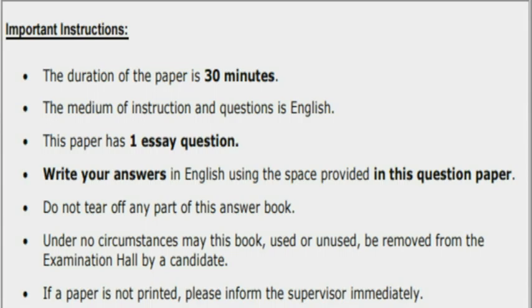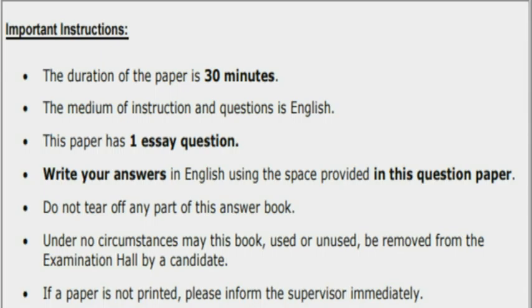The medium of instruction and questions is English, of course. This is more or less the English paper, the communication skills. This paper has one essay question. It has only one question, so you have to write an essay. You have been writing essays all throughout, even in your childhood in school, so it's not going to be difficult at all for you.